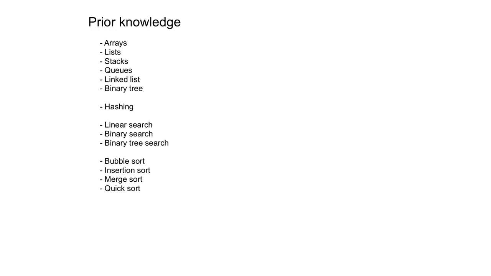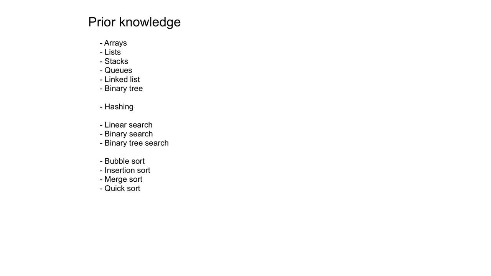structures. We're thinking about arrays, lists, stacks, queues, linked lists, binary trees, hashing, linear searches, binary tree searches, bubble sorts, insertion sorts, merge sorts and quick sorts. But we're not really looking at the algorithms in detail. We've got videos for each of those structures and the data manipulations on them. So if you're not familiar with them already, you should go back and watch those videos first.